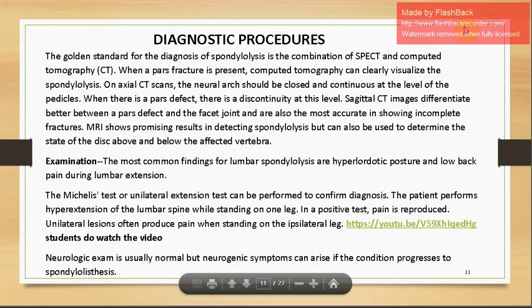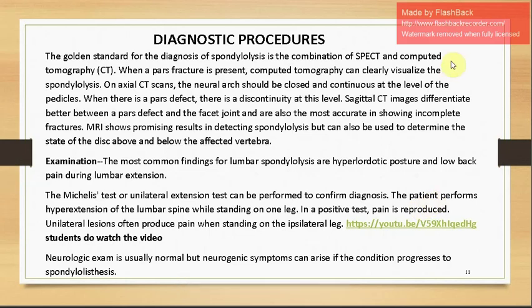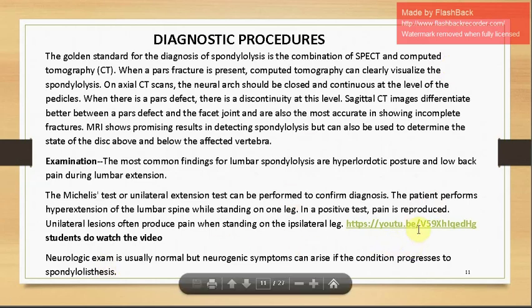Most common findings of lumbar spondylolysis are hyperlordotic posture and low back pain during lumbar extension. The Michaelis test, or we call it the unilateral extension test, can be performed to confirm the diagnosis. The patient performs hyperextension of the lumbar spine while standing on one leg. In a positive test, pain is reproduced, and unilateral lesions often produce pain when standing on the ipsilateral leg. So you can please type this link in YouTube and watch the video of the test. Neurologic exam is usually normal, but neurogenic symptoms can arise if the condition progresses to spondylolisthesis.